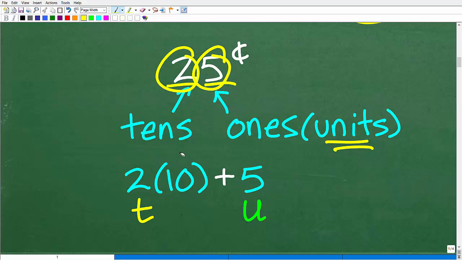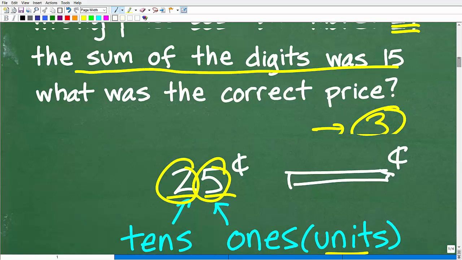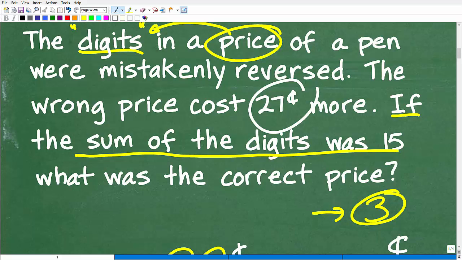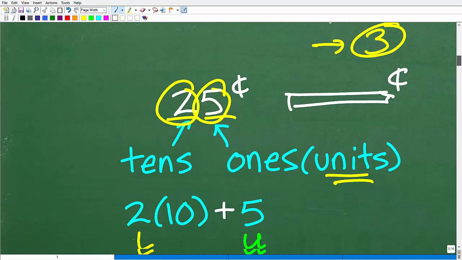All right, now what I'm going to do here is use 2 variables to represent the digits of our price. Okay, so we have a lovely pen over here, and it has some sort of price in cents. So we're dealing with cents. Let's go back up here in the problem. We're talking about 27 cents. So we're going to build the price of this pen in terms of cents.